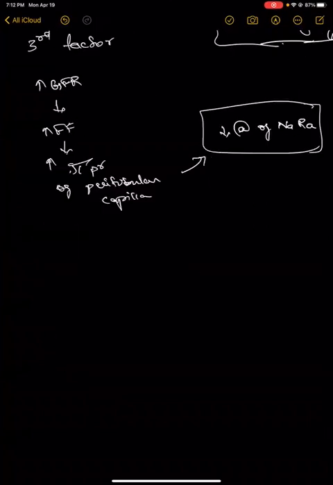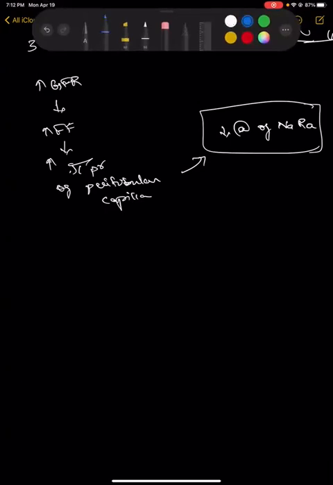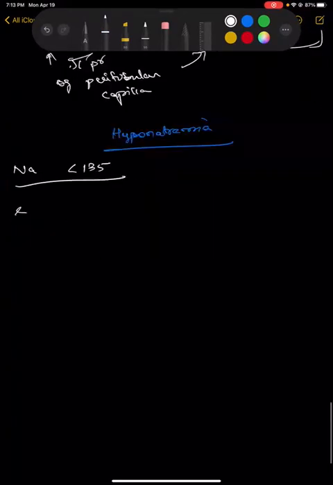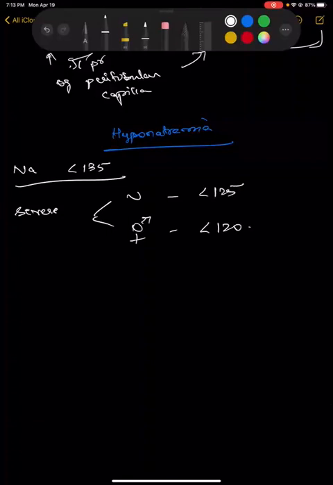Coming to the topic per se now, hyponatremia. Sodium levels of less than 135 are considered as hyponatremia. What is considered as severe hyponatremia, in children and in adults? In children, any value less than 125 and in adults less than 120 is considered as severe hyponatremia.